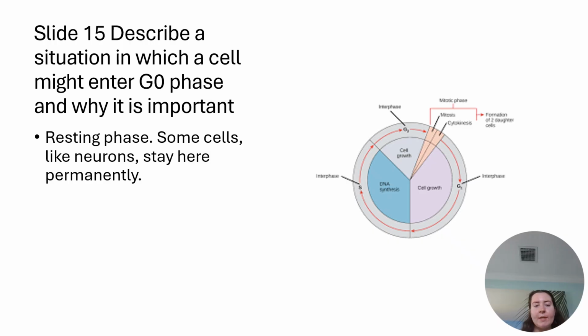Slide 15, describe a situation in which a cell might enter a G0 phase and why it's important. Resting phase, some cells like neurons stay here permanently. See, there's the resting phase over there.